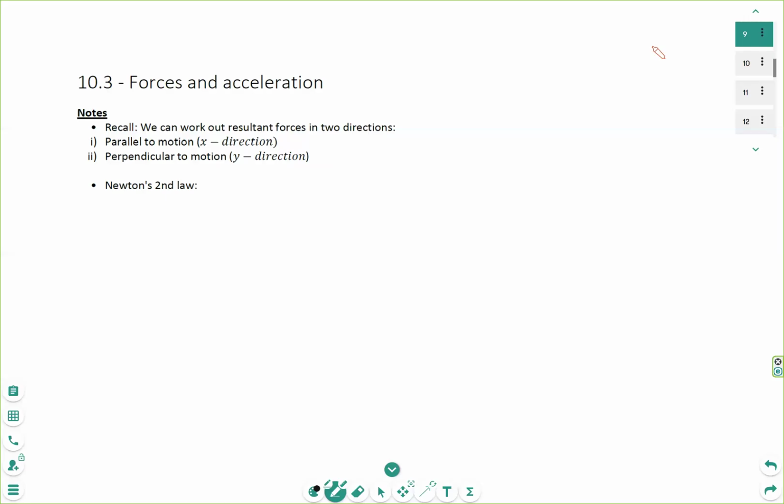Welcome to Year 1 Mechanics, Chapter 10.3, where we continue to investigate forces and acceleration. Now, recall, we can work out resultant forces in two directions. The X direction, which is horizontal, parallel to motion, and the Y direction, which is perpendicular to motion, which is usually vertical.